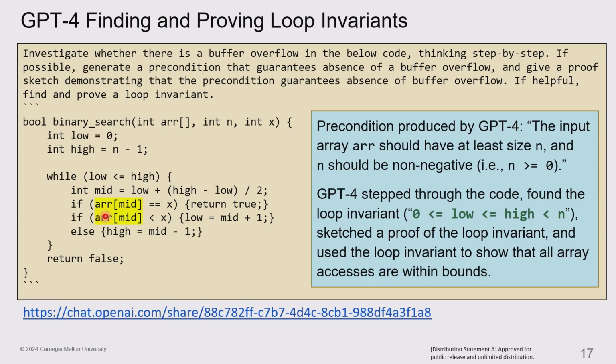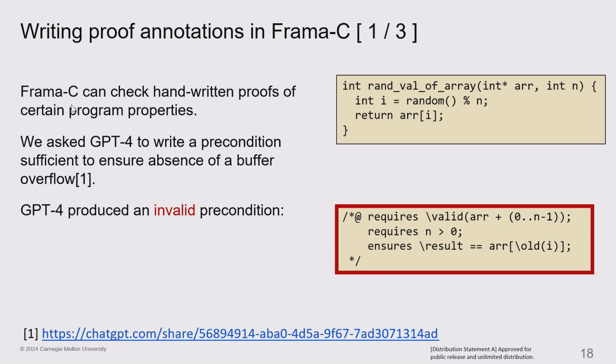Now, in this example, this proof sketch is informal. A human being looks at it and gives it a thumbs up or a thumbs down. But another interesting possibility is to have the LLM actually produce a formal proof of the loop invariant. And there are tools that can check formal proofs like that. For example, Pharmacy can be used to check mostly handwritten proofs, but it could also check a GPT-written proof.